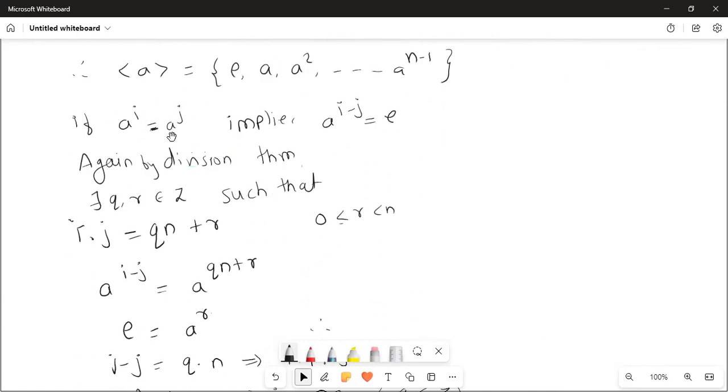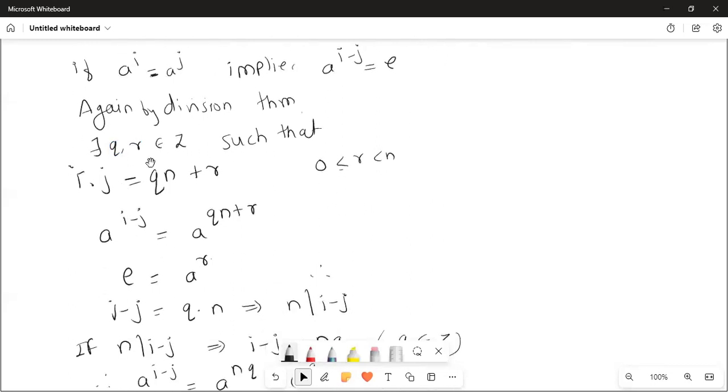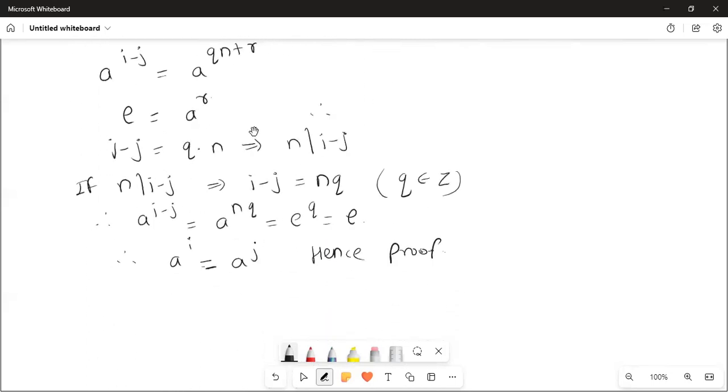If a^i = a^j, which implies that a^(i-j) = e. Again by the division theorem there exist q and r belonging to Z such that i - j = qn + r. So we did a^(i-j), and its answer we finally solved to get a^i = a^j. Hence proof, this we have solved. We have to keep in mind that in this theorem we have used the division algorithm.